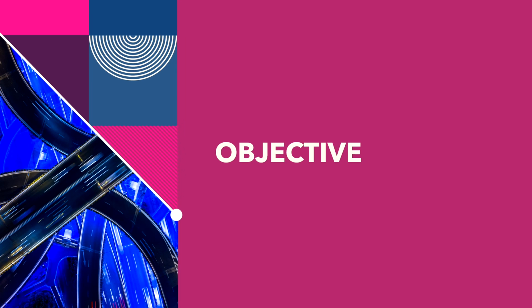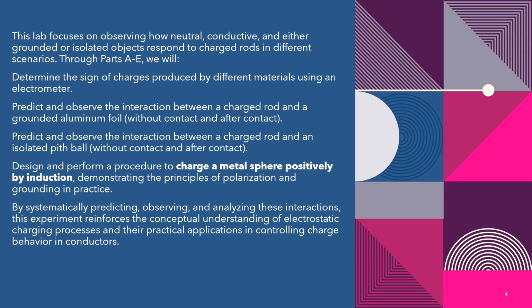Objective. The lab focuses on observing how neutral, conductive, and either grounded or isolated objects respond to charged rods in different scenarios. Throughout Parts A to E, we will determine the sign of charges produced by different materials using an electrometer, predict and observe the interactions between a charged rod and a grounded aluminum foil without contact and after contact. Predict and observe the interaction between a charged rod and an isolated pith ball without contact and after contact.